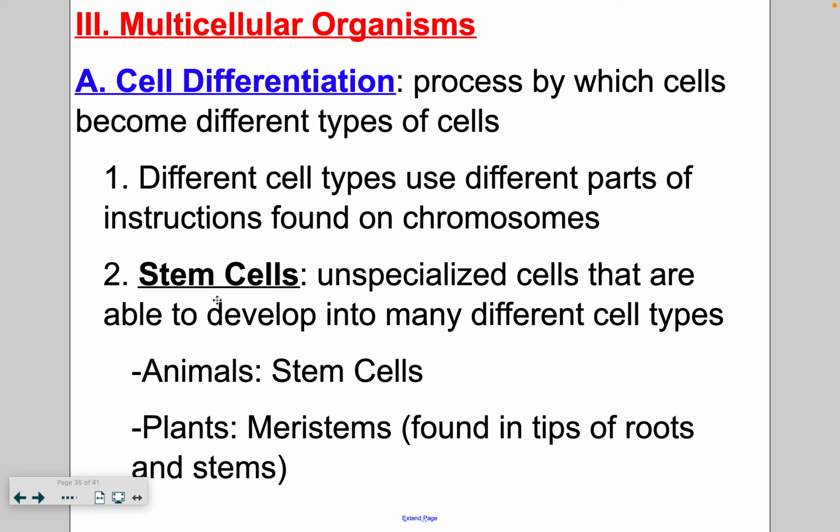So stem cells are cells that are unspecialized, which means that they are not a specific cell that carries out a special job. The stem cell has the ability to become any type of cell inside that organism. So, unspecialized cells that are able to develop into many different cell types. In animals, we call them stem cells. In plants, we call them meristems. And we find meristems in the tips of the roots and the stems.